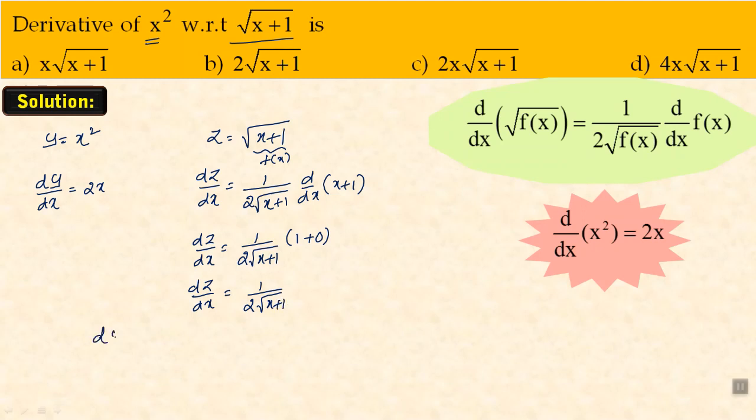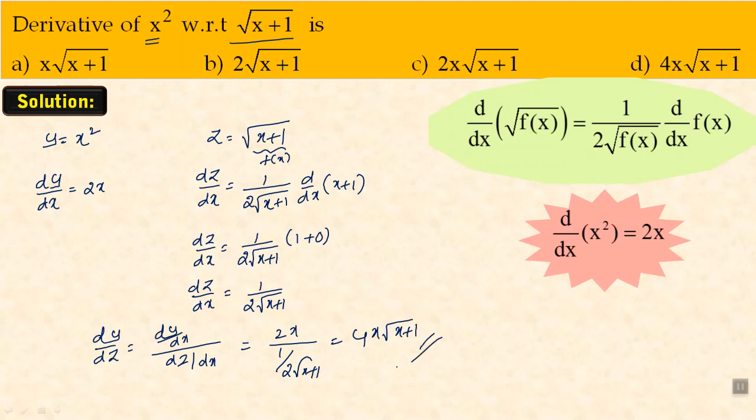Now dy by dz is equal to, here dividing with dx in numerator and denominator, we get dy by dx divided by dz by dx is equal to dy by dx, that is 2x, divided by dz by dx, that is 1 by 2 into root of x plus 1, that equals to 4x into square root of x plus 1. Therefore, the answer is option D.